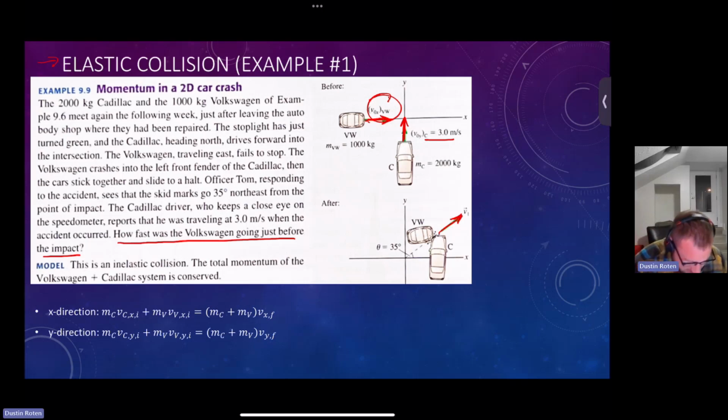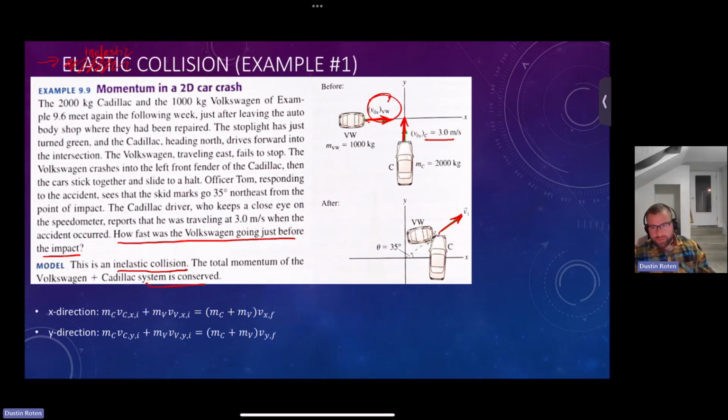So this is an inelastic collision. Oops, I just realized this should say inelastic. There we go. Okay, so this is an inelastic collision. The total momentum of the Volkswagen plus the Cadillac, this whole system here, is conserved.